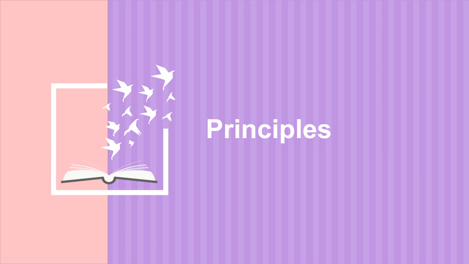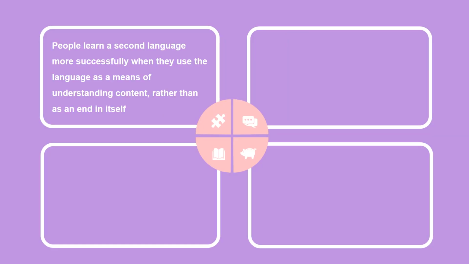Principles. People learn a second language more successfully when they use the language as a means of understanding content rather than as an end in itself. CBI better reflects learners' needs for learning a second language. CBI serves to prepare learners for academic studies or for survival in an English language environment.